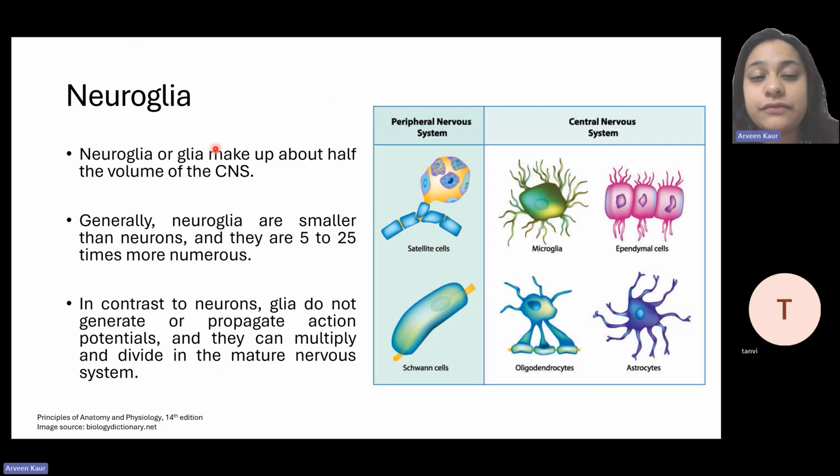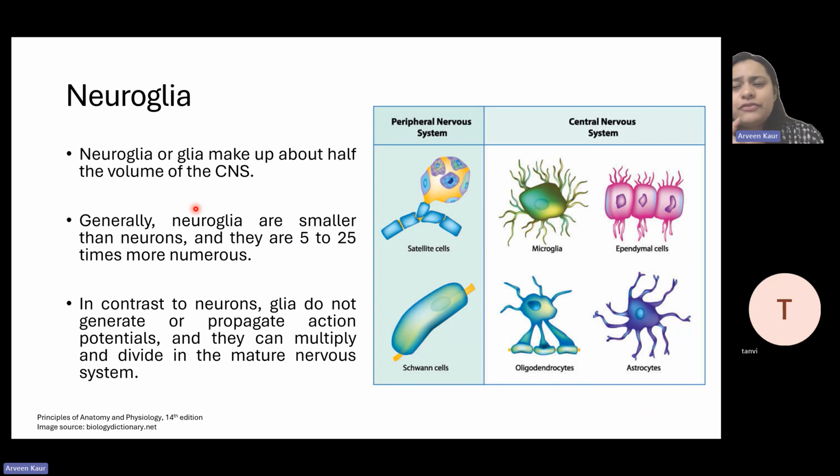In the case of neuroglia or glia, they make up about half the volume of the central nervous system. We said that glial cells are around 25 times more numerous than neurons, right? Also, why are they known as glia or glial cells?